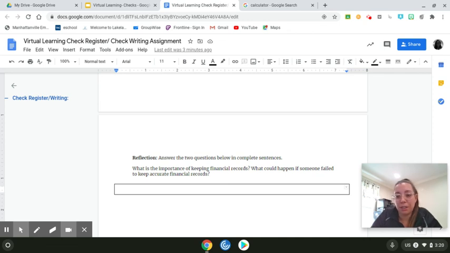Use information that we've discussed in class. Use information that we've discussed while I was explaining this assignment. Use information that you just personally know or that you've looked up. Just make sure you fill this out and make sure you give me a paragraph. Don't just give me a 1-sentence response. It's not going to be enough.